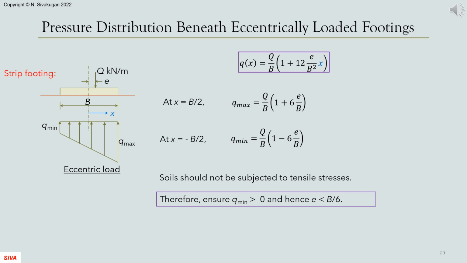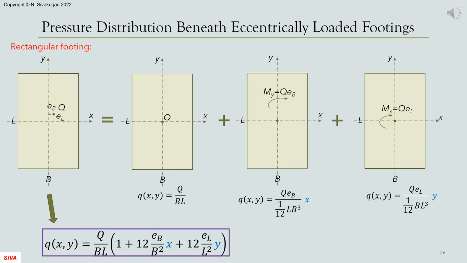The pressure distribution beneath the strip footing is linear, with maximum and minimum values as shown, at the two edges. To ensure the soil beneath the entire footing is in compression, the minimum pressure has to be positive, implying the eccentricity must be less than B on 6.